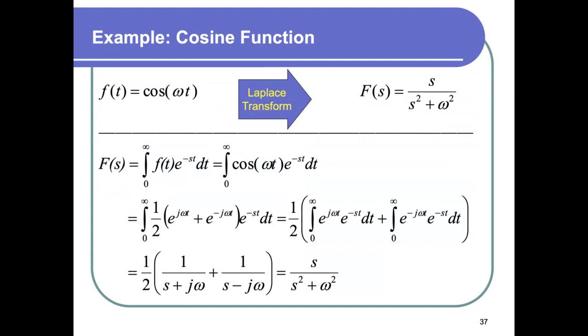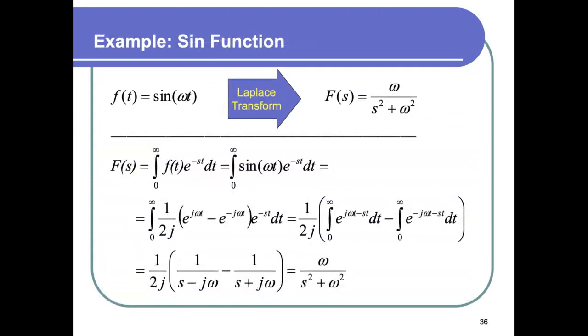Basically, we have a sine function using the identity. It is e to the power j omega t minus e to the power minus j omega t, multiplied by e to the power minus st, right? We can split this into two integrals. So we have this integral and we have this integral.